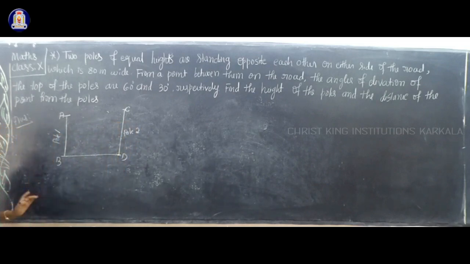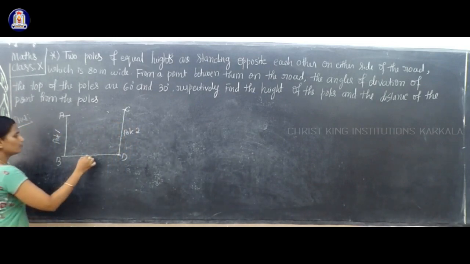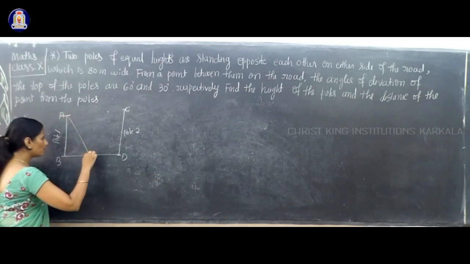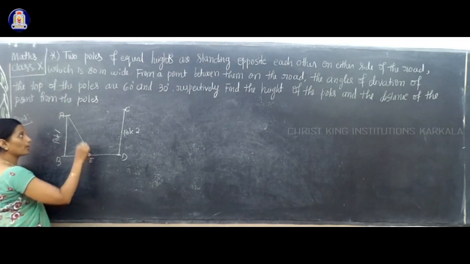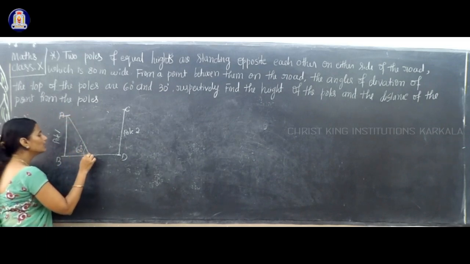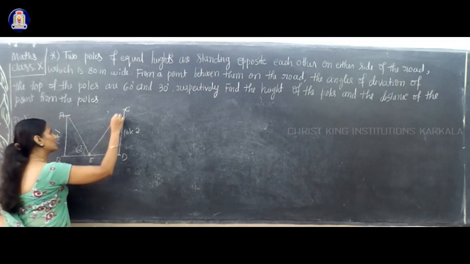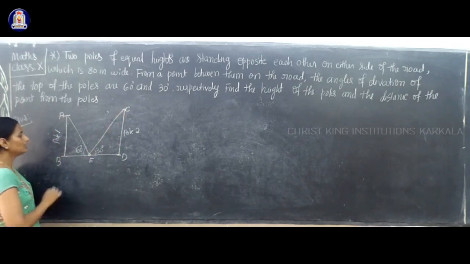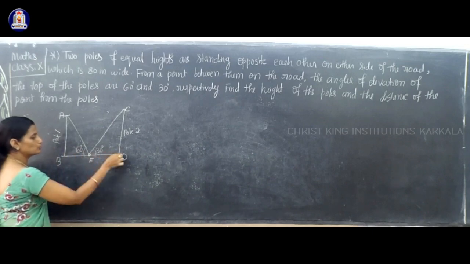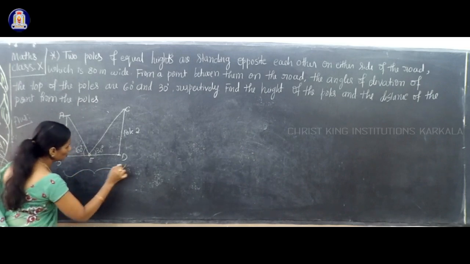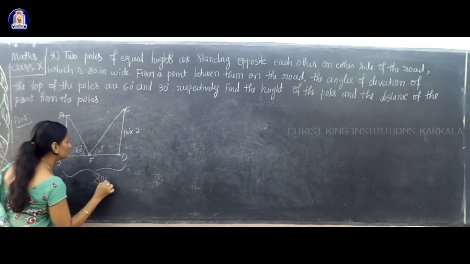Second pole. So I am given from the point, so let this point be E. From the point to the top of the first pole, the angle of elevation is 60 degree. From the same point to the second pole, the angle of elevation is 30 degree. Clear? And the distance between those two poles, or the width of this road, is equal to 80 meter.